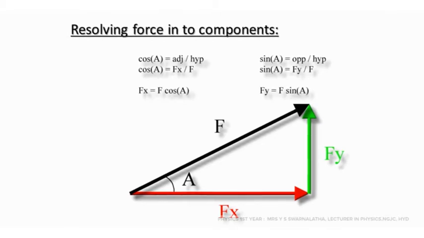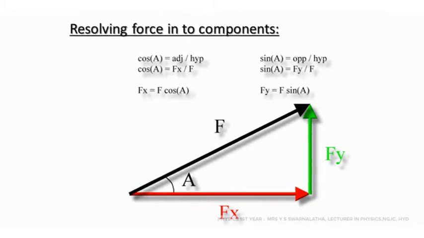So adjacent is fx by hypotenuse is f, అంటే cos A is equal to fx by f. So fx is equal to ఏమని రాసుకోవచ్చు, f cos A. So fx is horizontal component and it can be written as f cos A.